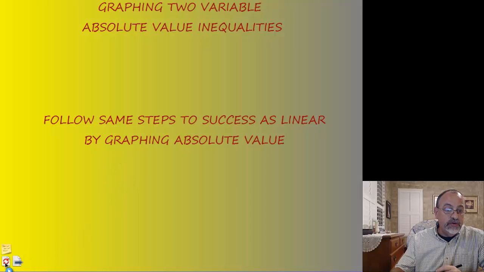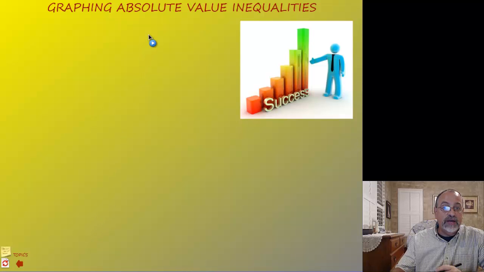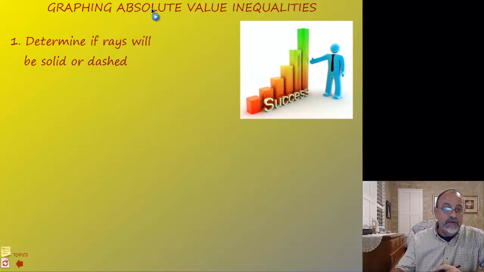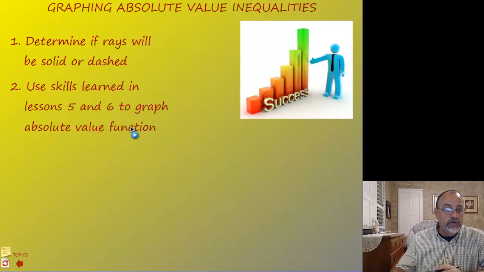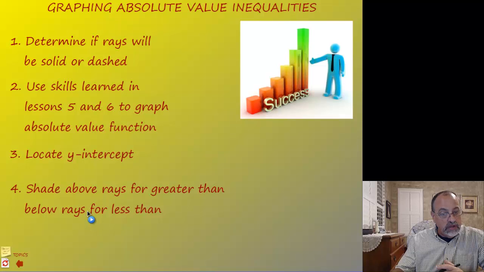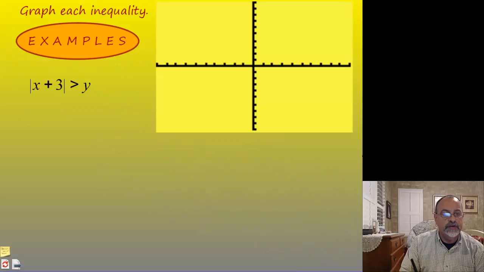There isn't anything new here, so it's really a review of graphing absolute value inequalities and then just applying what we learned about being dotted or solid as far as the boundary, and then graphing above or below. So we'll need to determine if the rays are solid or dashed, greater than or equal to. We'll use what we learned in lessons 5 and 6 to graph the absolute value equations. We'll locate the y-intercept, and then we'll figure out if we need to shade above the rays for a greater than or below the rays for a less than. So let's go ahead and do a couple of examples. I have 3 examples that we'll do.